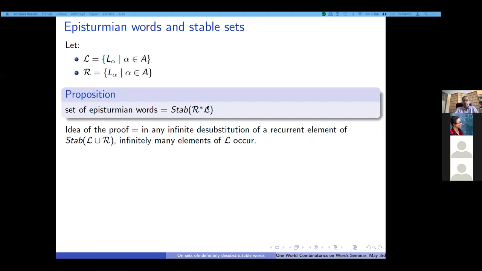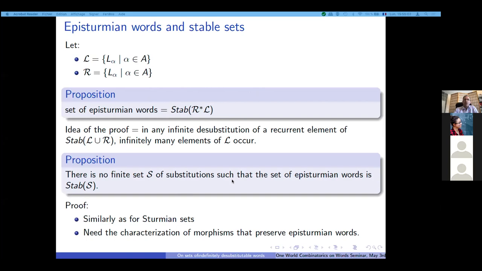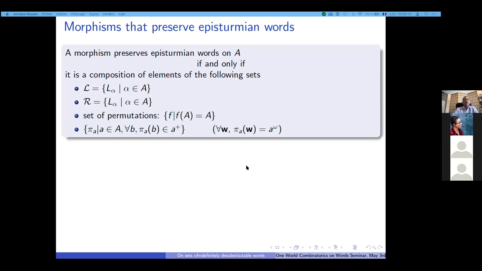And so the next question is, can we do this with a finite set of substitutions? And the answer is no. There is no finite set of substitutions S such that the set of episturmian words is the stable set of S. And to prove this proposition, we need to know the morphisms that preserve episturmian words, which, as far as I know, was not known until recently.